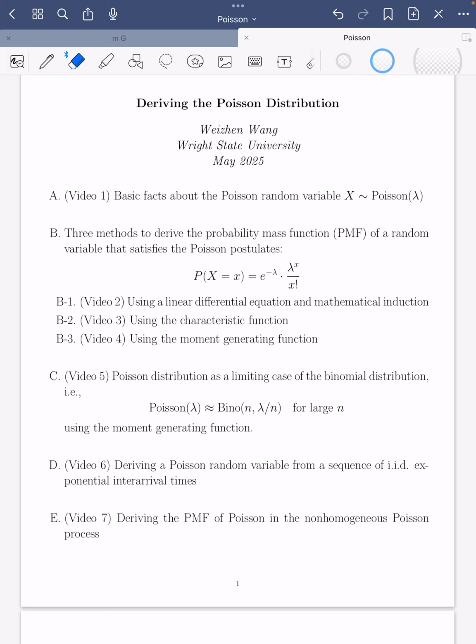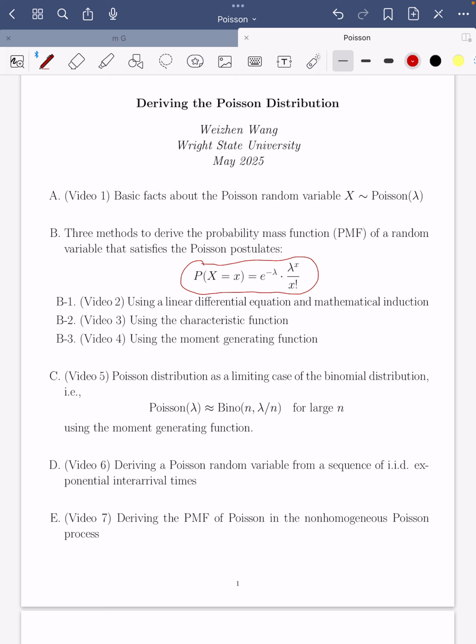In today's video, we talk about how to derive a Poisson distribution. The first part is to introduce some basic facts about Poisson random variable. But the main purpose of this sequence of videos is to derive the probability mass function of a Poisson distribution. That is the chance that a Poisson random variable X equal to a lowercase x is equal to e to the negative lambda times lambda to the power x over x factorial.